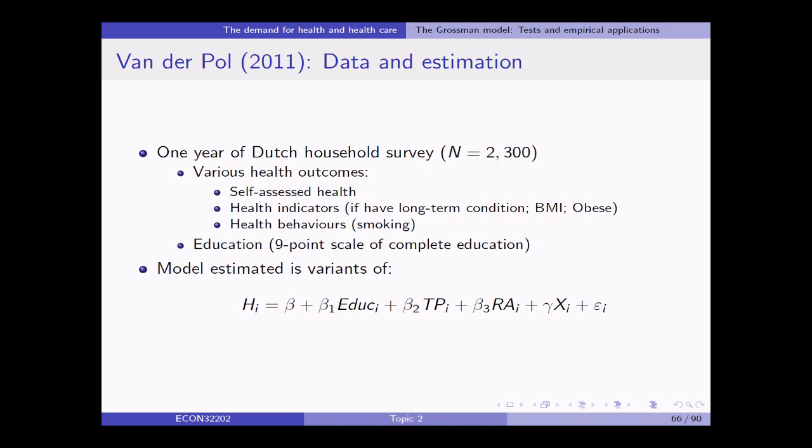Education was measured using a 9-point scale of completed education based on the Dutch system, so all the way through from zero education to a high degree and above. And the econometric model was very simple. So this is cross-sectional data, there's no time element. So you've got the health status of individual i, H_i, is some function of their educational level, conditional on time preferences and risk attitude, and you've got a vector of controls such as age, gender, ethnicity, etc.